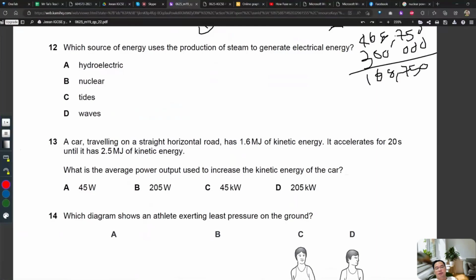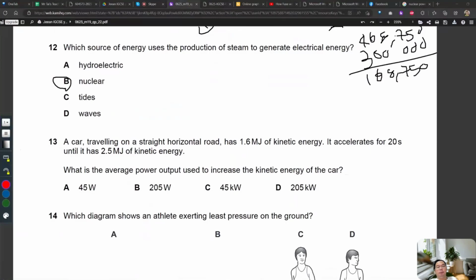A car traveling on a straight horizontal road has 1.6 megajoules of kinetic energy. It accelerates for 20 seconds until it has 2.5 megajoules of kinetic energy. What is the average power output used to increase the kinetic energy of the car?